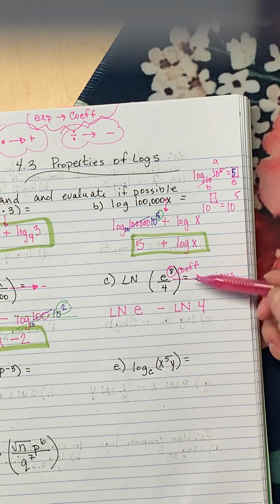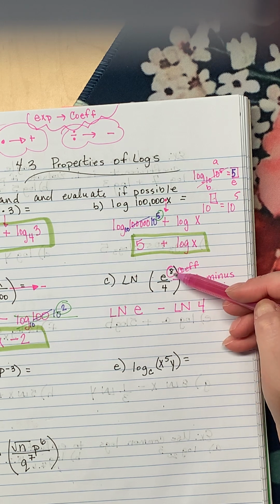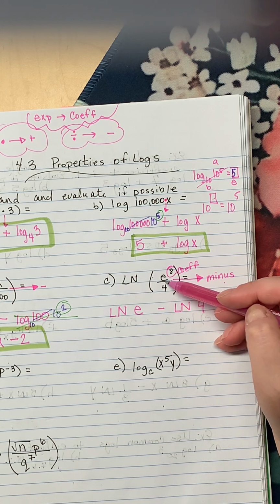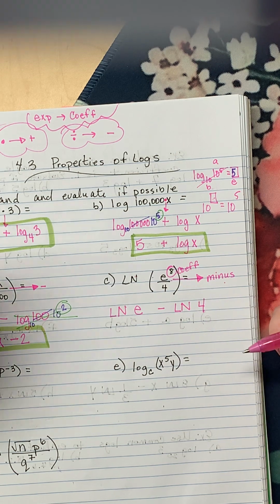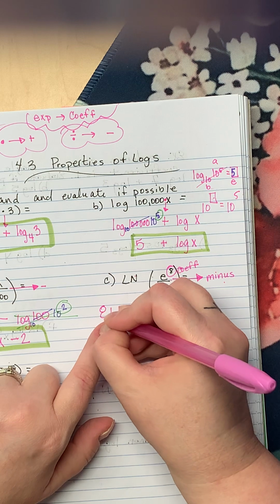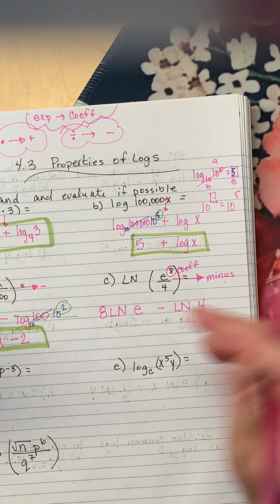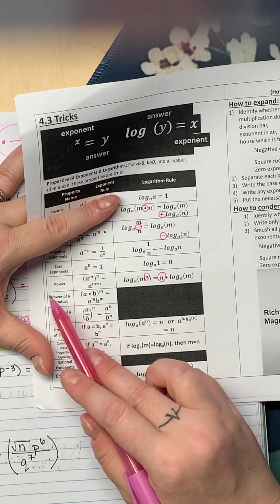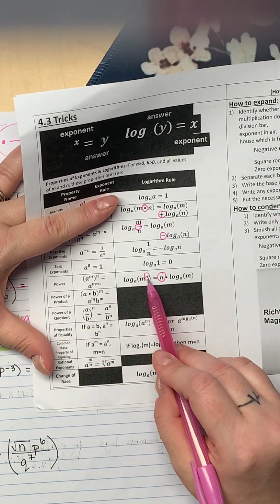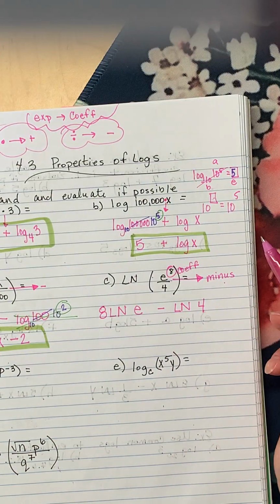Okay, then the coefficient of this 8 goes in front of the ln with the e on it. So this is my ln with the e on it. So I'm going to put the 8 in front. That's the rule that says if you have an exponent, it's called the power rule. It's the exponent rule where if you have an exponent, it comes down in front.